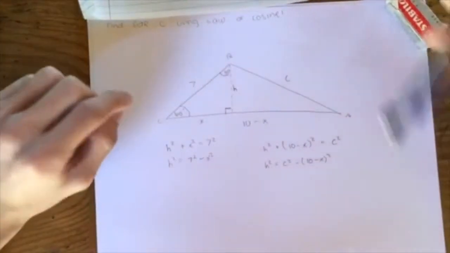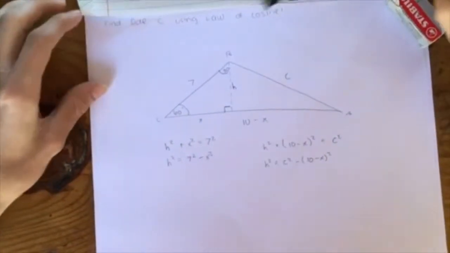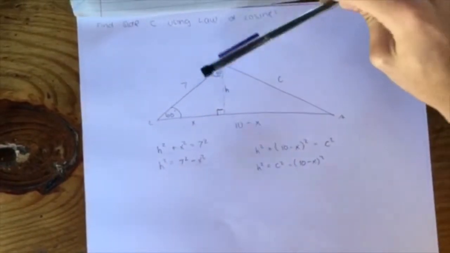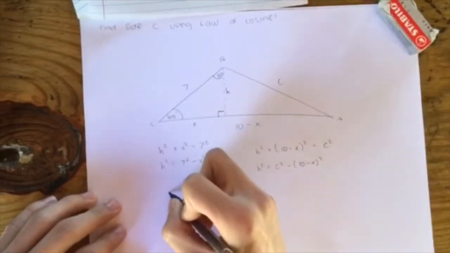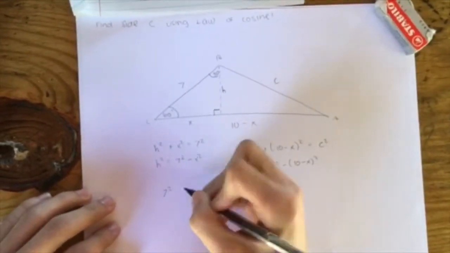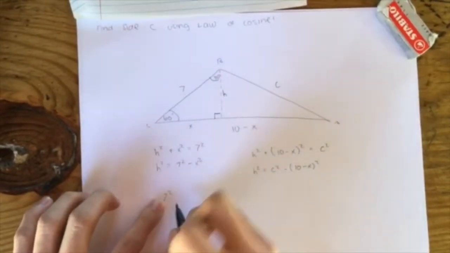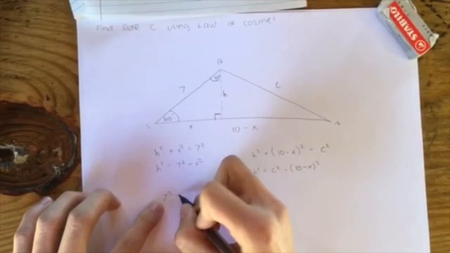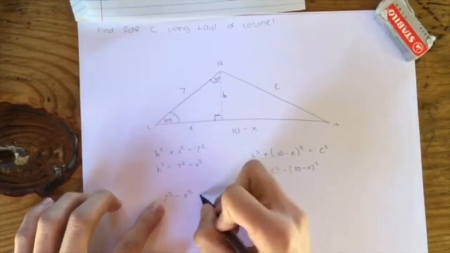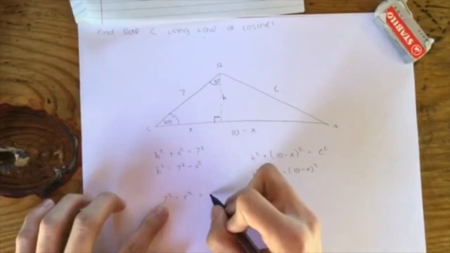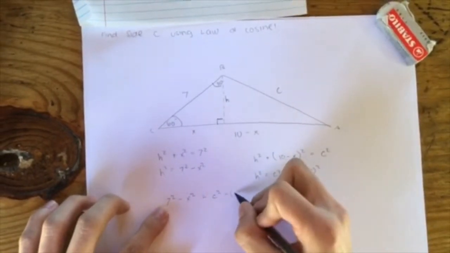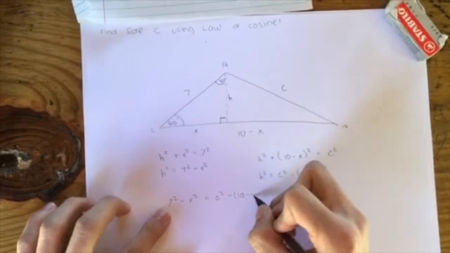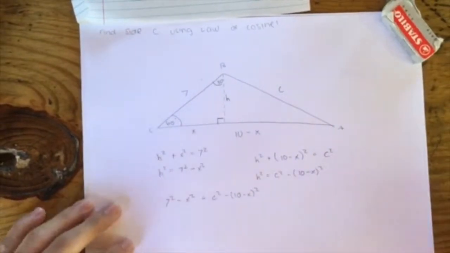Now, to be able to create the formula for the cosine rule, we're just going to put these two together and make them equal to each other. So we're going to start off with 7 squared minus x squared equals c squared minus (10 minus x) squared.